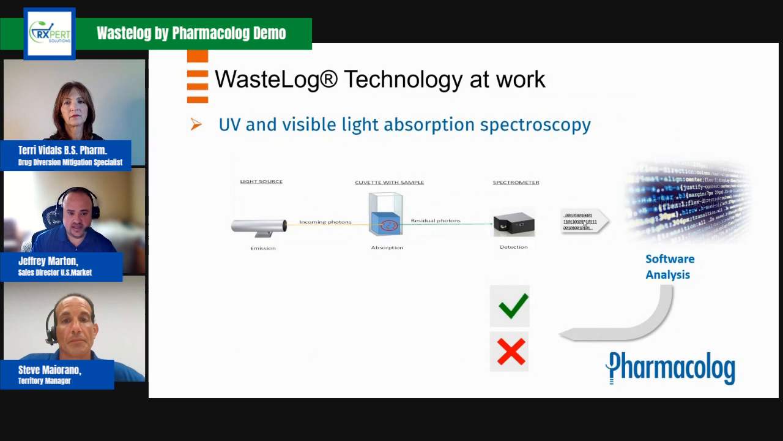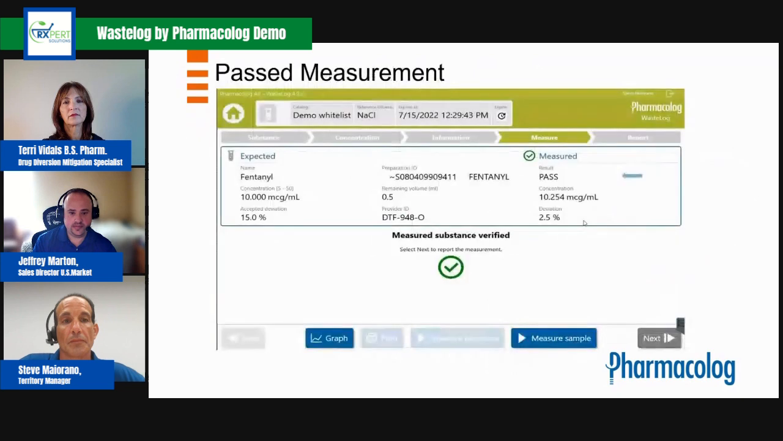And then within 2 to 3 seconds, this is what's going on. This is the Wastelog technology at work. This is the UV visible light absorption spectroscopy. You have a powerful light that's shooting through the sample. It's working with the spectrometer, and then it's creating that software analysis, which is your pass or your fail. So it's done in 2 to 3 seconds. It's very, very, very quick.